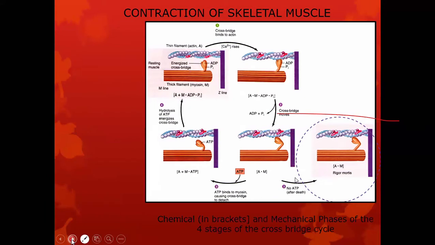Now, how does contraction take place? First, the calcium binds to troponin. Where does the calcium come from? From the sarcoplasmic reticulum in the muscle cell. So your calcium binds to your troponin, okay?